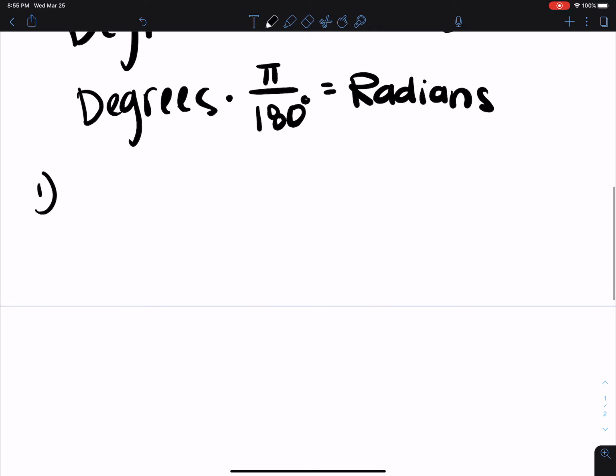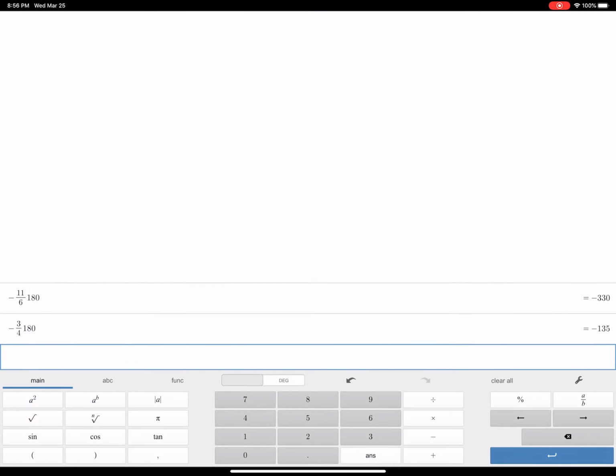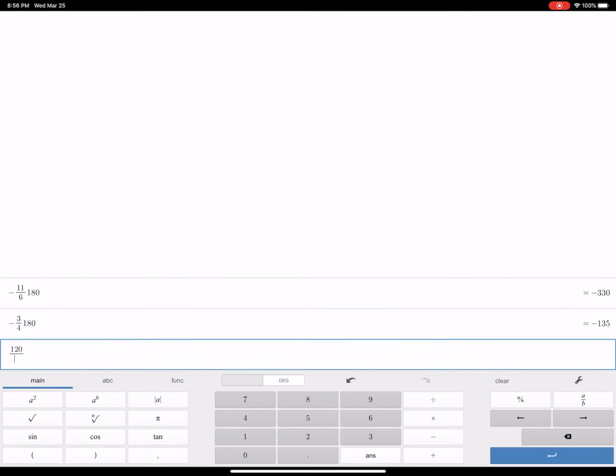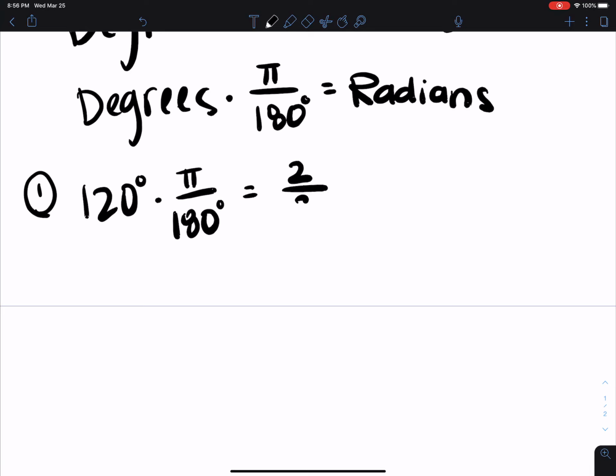So our first example is 120 degrees. We multiply by pi divided by 180 degrees. If we take 120 divided by 180, this tells us that it's 0.66666, repeating forever. But if we hit this little fraction button, it'll tell us that it's 2/3. So our answer here is 2/3, but we also have to have the pi in there. So it would be 2 pi thirds.